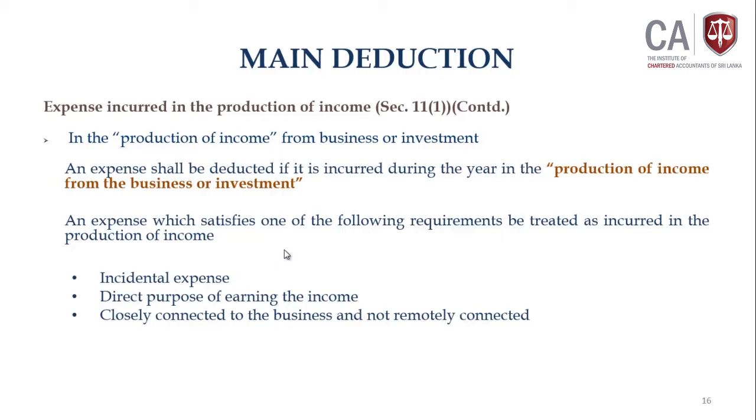It is not enough for you to say the expenses are connected to the business, that is not enough. Because when you say incurred in the production of income, different from the UK law, it is very narrowly defined, not broader. Not expense for the purpose of trade. The expense incurred in the production of income is very narrow. They should be very closely connected, not remotely connected.